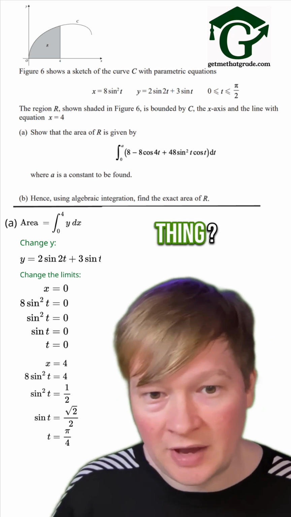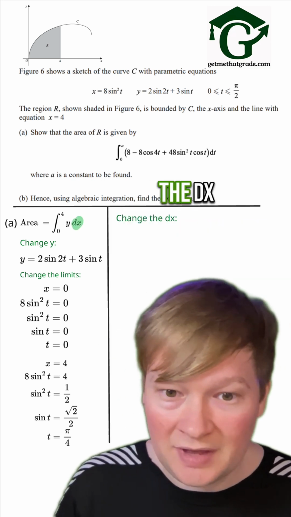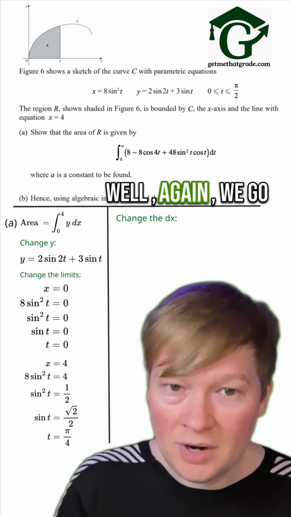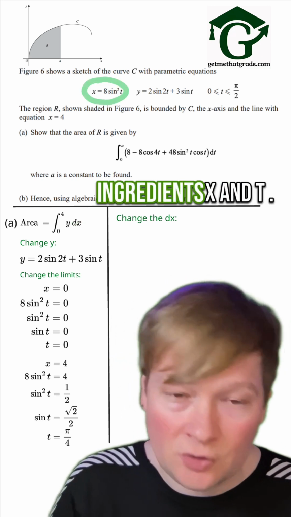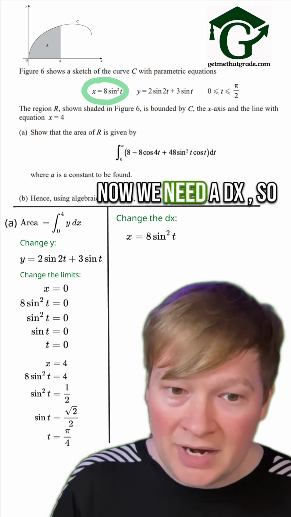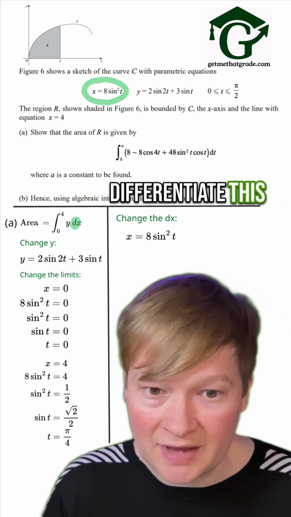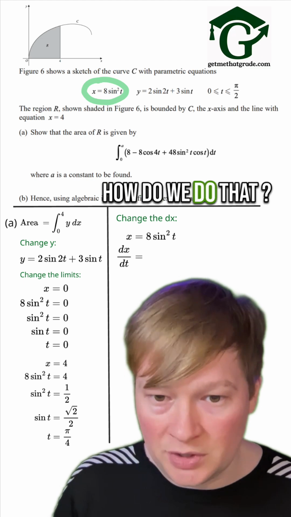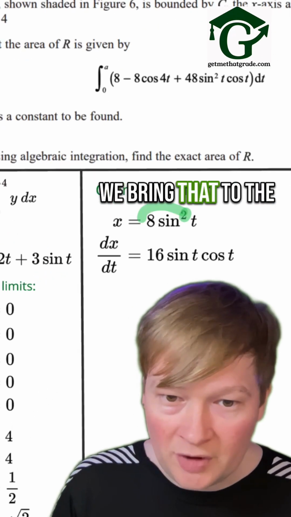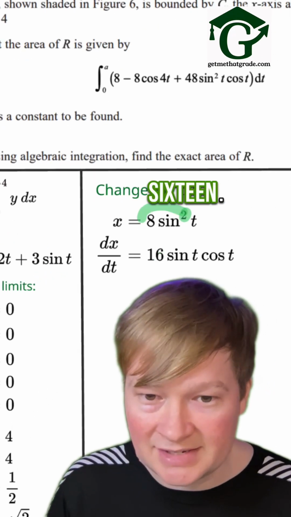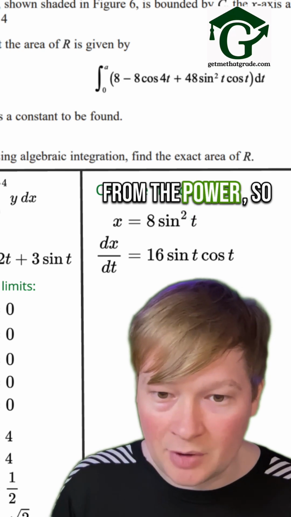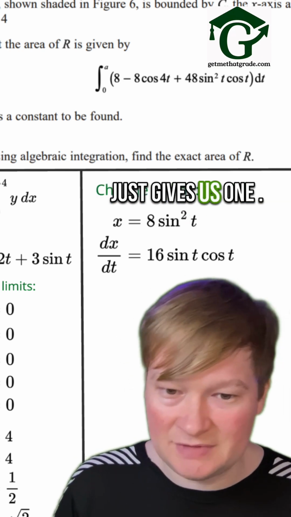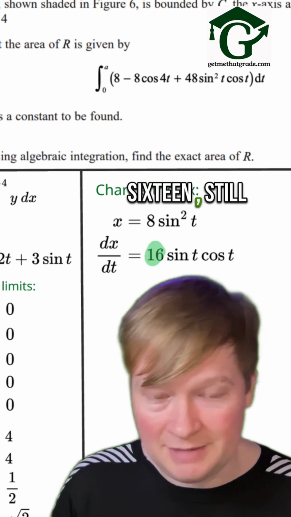What about the third thing? Well, the third thing is to change the dx to be a dt. How do we do that? Well, again, we go back to this. This involves the ingredients x and t. Now, we need a dx, so we're going to have to differentiate this with respect to t to find dx by dt. How do we do that? We take the power, we bring that to the front and multiply it with the 8 to get 16. We subtract 1 from the power, so it's now just sine to the power of 1. We also differentiate t, that just gives us 1. So 1 times 16, still 16.